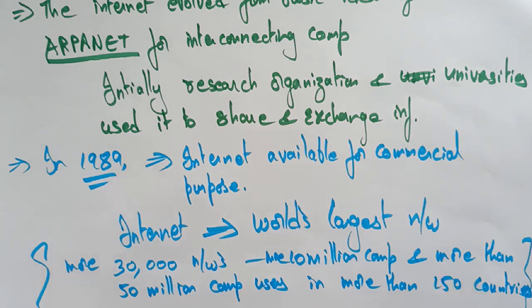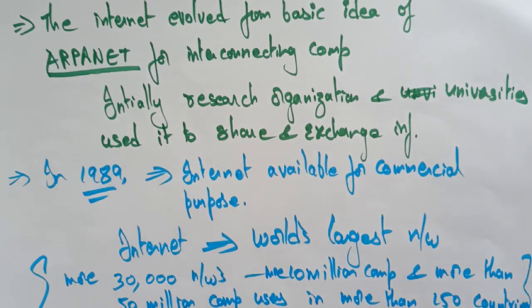The internet continues to grow at a rapid pace, day by day. So this is the history of the internet. The roots of the internet start from the ARPANET system of the Advanced Research Project Agency of the US Department of Defense, which started in 1969. In between that period, they used the internet only in this organization and universities to share and exchange information. Later, in 1989, the US government lifted the restrictions and made the internet available for commercial purposes also.